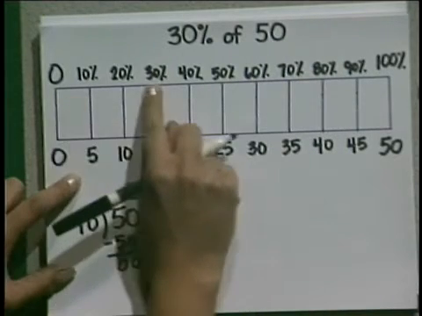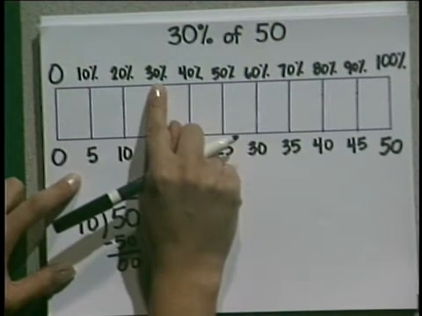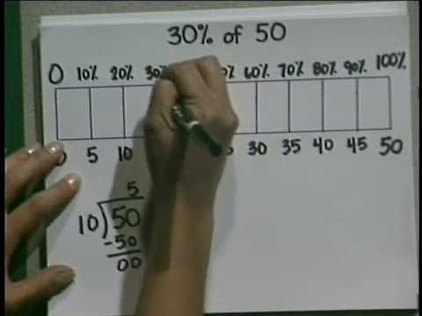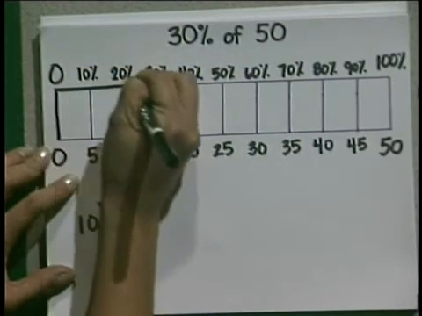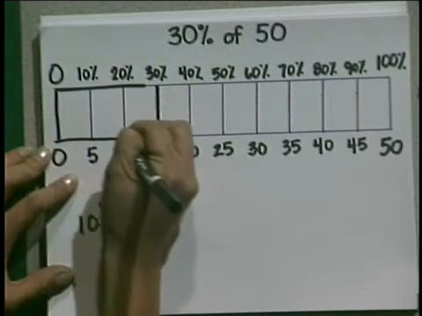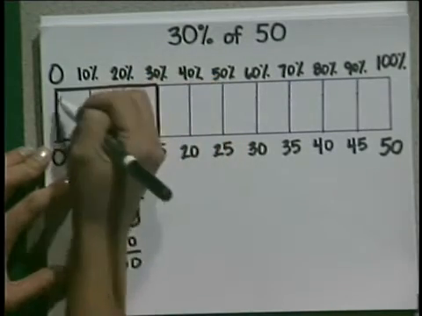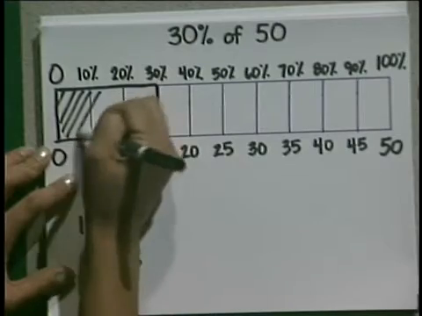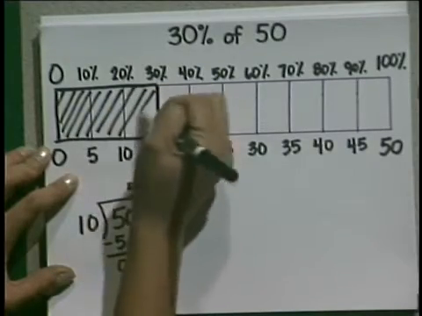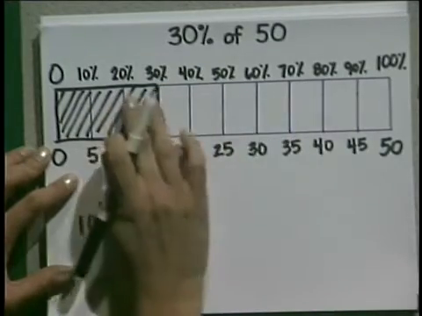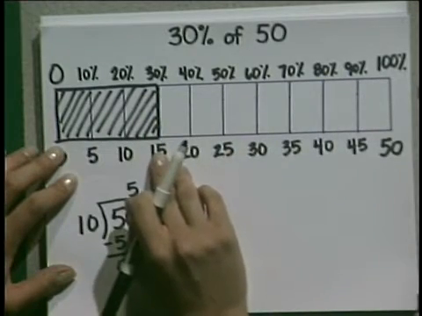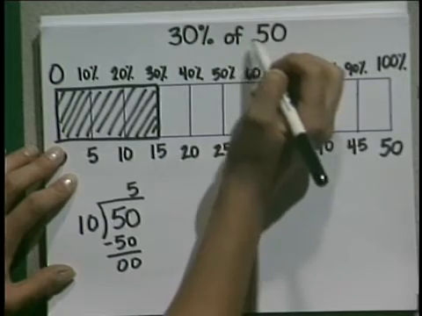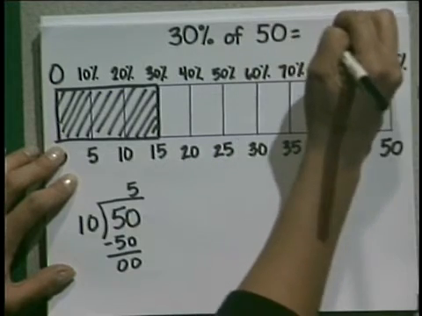So I'm going to find the 30% on my percent model, and I'm going to shade my model up to that 30%. So I notice that when I take 30% of my total here, I end up with 15. So 30% of 50 is 15.